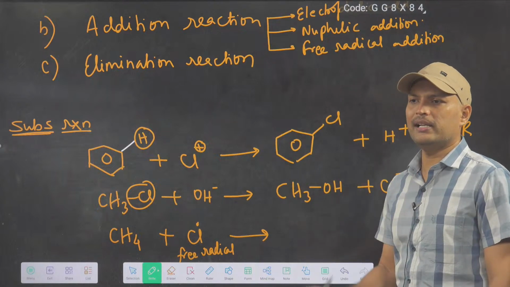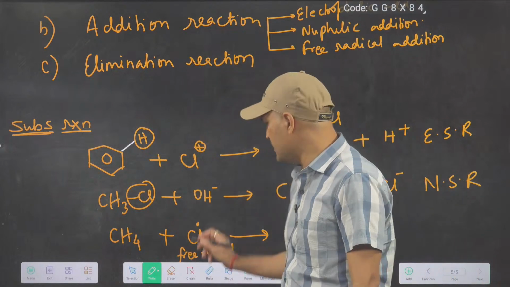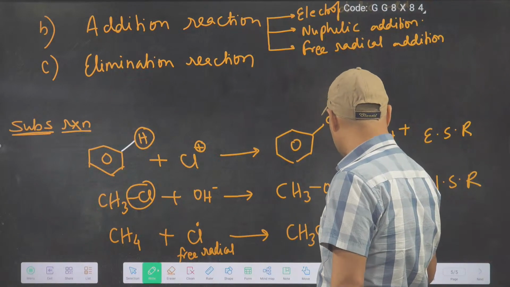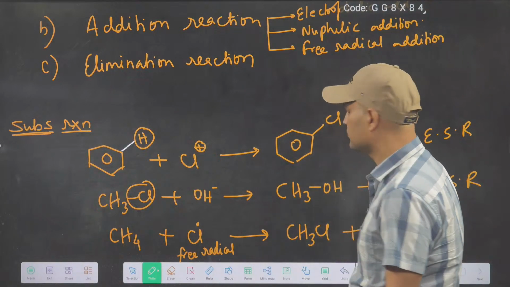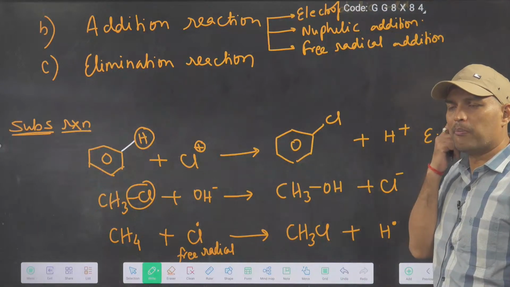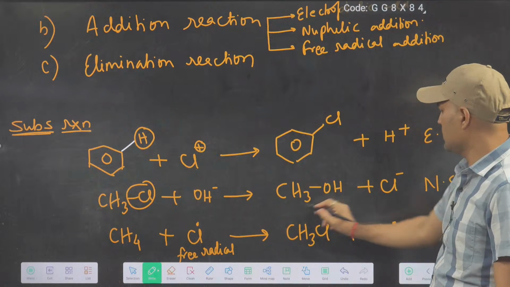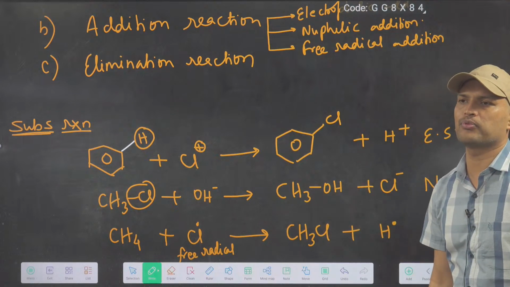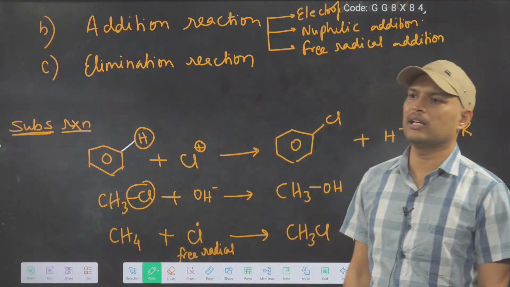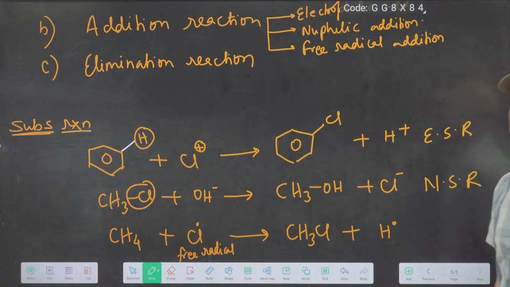So Cl dot will replace H dot. So the product will be CH3Cl and you can write H radical. H radical is unstable, it does not exist. It combines with someone, but you can think that this is free radical substitution. One radical replacing other radical. Free radical substitution.